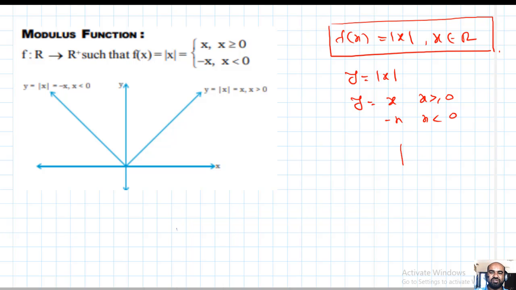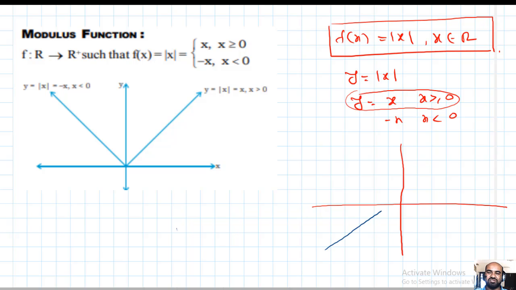Now I want to draw the graph of this. First, y = x. Already you know y = x is a straight line passing through the origin. For this x, which is positive, the corresponding y is here. But what is the meaning of that? We can't take negative x's here, no? Your x should be greater than or equal to 0, which means your graph will be this one only. We can't take this portion.